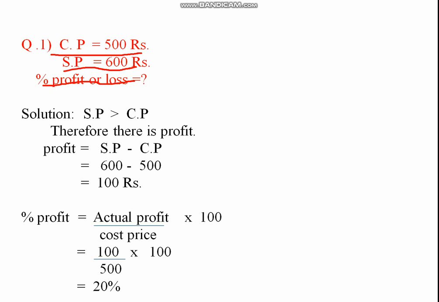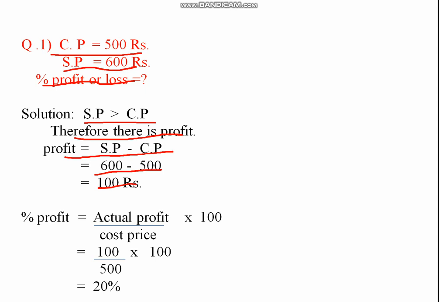So observe the value of SP and the value of CP. SP is greater than CP. The value of SP is 600, the value of CP is 500. So SP is greater than CP. Therefore, there is a profit in the transaction. And how to find profit? Actual profit is SP minus CP. So SP is 600, CP is 500. So profit is 100 rupees. So here we get 100 rupees profit in the transaction.